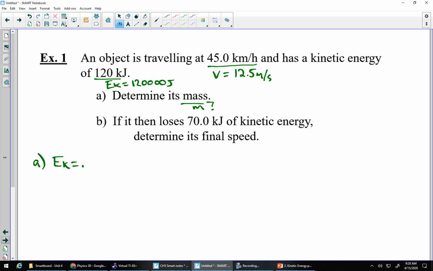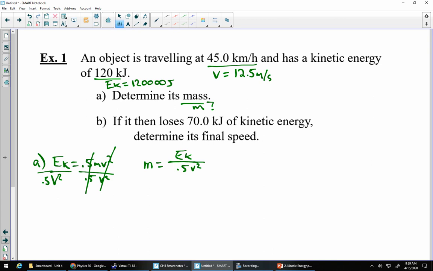EK is equal to, I'm going to use 0.5. I really like using 0.5 for things later in the course, but if you're using 1/2, that's okay. 0.5 mv squared. Cool, so now I'm looking for my mass, so I have to rearrange. So I'm multiplying by 0.5 and multiplying by v squared. So let's divide both sides by 0.5 and divide both sides by v squared. So 0.5 cancels, v squared cancels, and we are left with mass is equal to EK over 0.5 v squared.